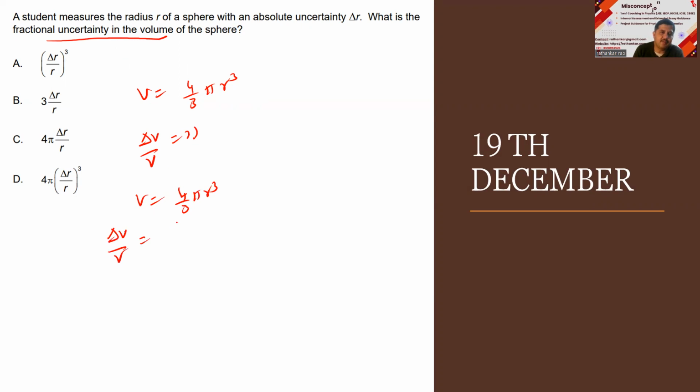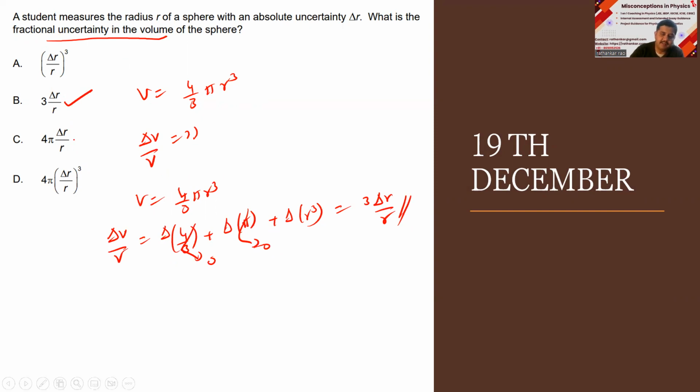Delta v by v should now be equal to, this is constant, this is constant, this is constant. Or if you want, I can just say delta of 4 by 3 plus delta of pi plus delta of r cube. When I do this, this delta becomes 0, this becomes 0, and we are left only with this, which should be 3 times delta r by r, right? Which is nothing but your answer B. So answer B. Fractional uncertainty is asked, so this is the right answer.